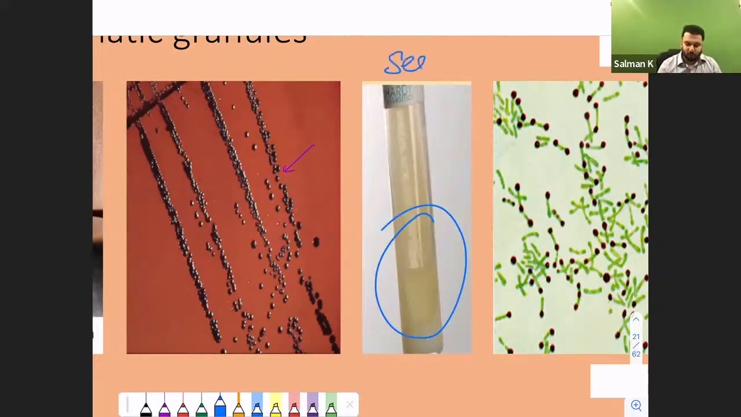Loeffler serum slope is serum. You should all know that when, in culture media, you add blood, serum, or egg, it is called enriched media. Blood, serum, or egg: if you add this, it is known as what? Enriched media. Okay, if you understood this.